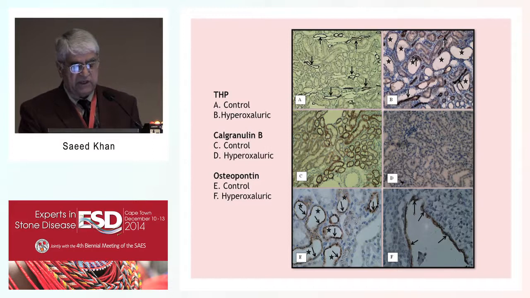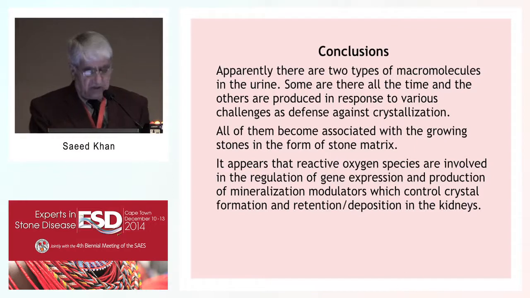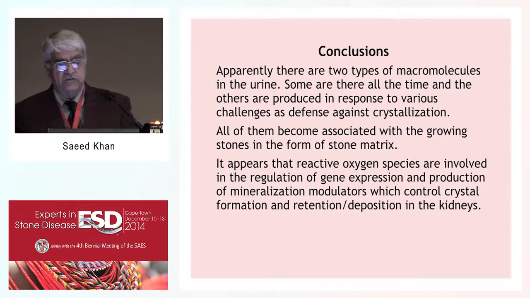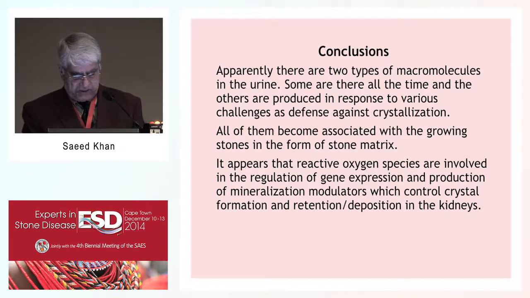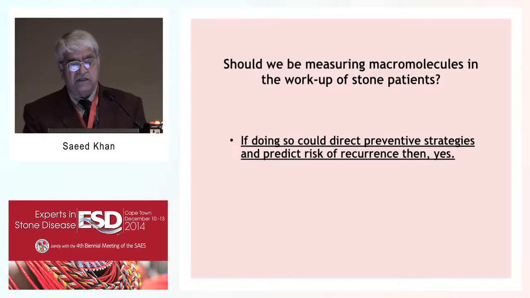This is the same thing looking at THP, calgranulin, osteopontin. So the conclusions are that apparently there are two types of macromolecules in the urine. Some are there all the time, and the others are produced in response to various challenges as defense against crystallization. All of them become associated with the growing stones in the form of stone matrix. It appears that reactive oxygen species are involved in the regulation of gene expression and production of mineralization modulators, which control crystal formation, retention, and deposition in the kidney.